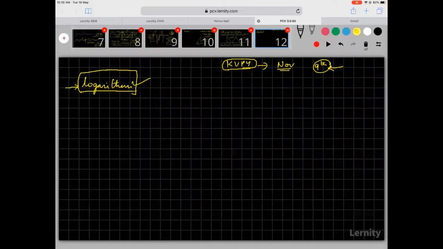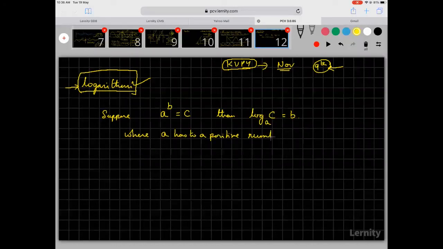Now here, suppose a power b is equal to c. Then by definition, log of c to the base a is equal to b. Where a has to be a positive number not equal to 1, and c also is a positive number, because I said positive number it can't be 0.